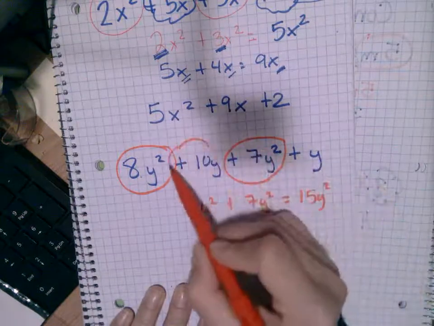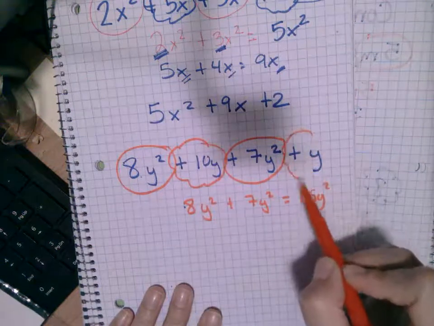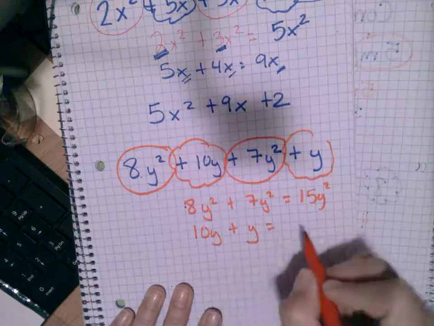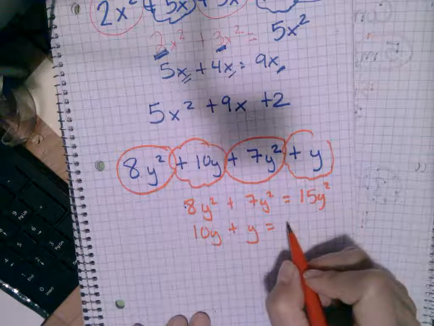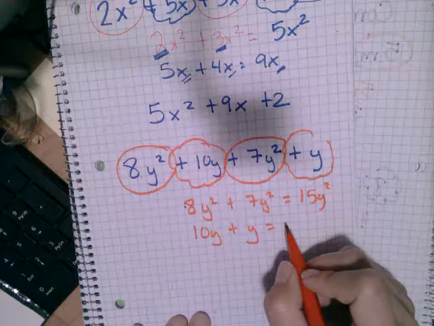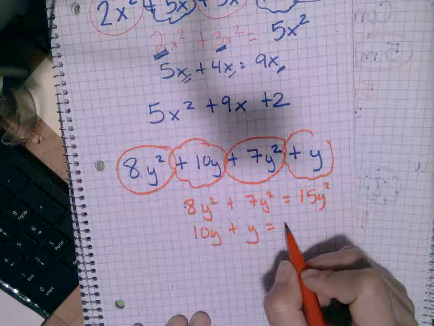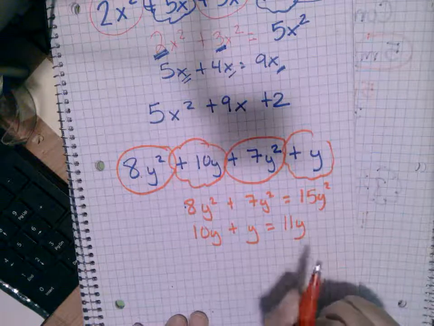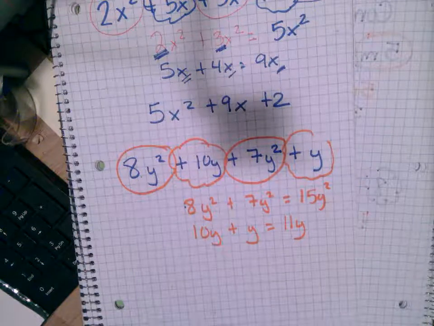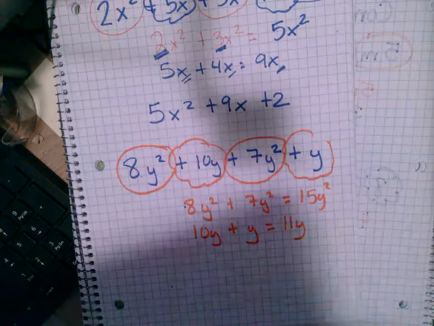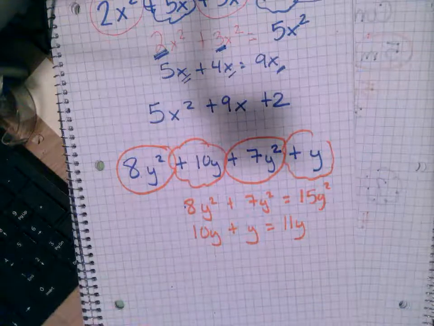Then we're going to take this, and we're going to go 10y plus y is equal to 10y plus y, 11y. Good. If you're ever typing in your answer when it comes to exponents, this is how you would type it, and I'll type it into the chat.